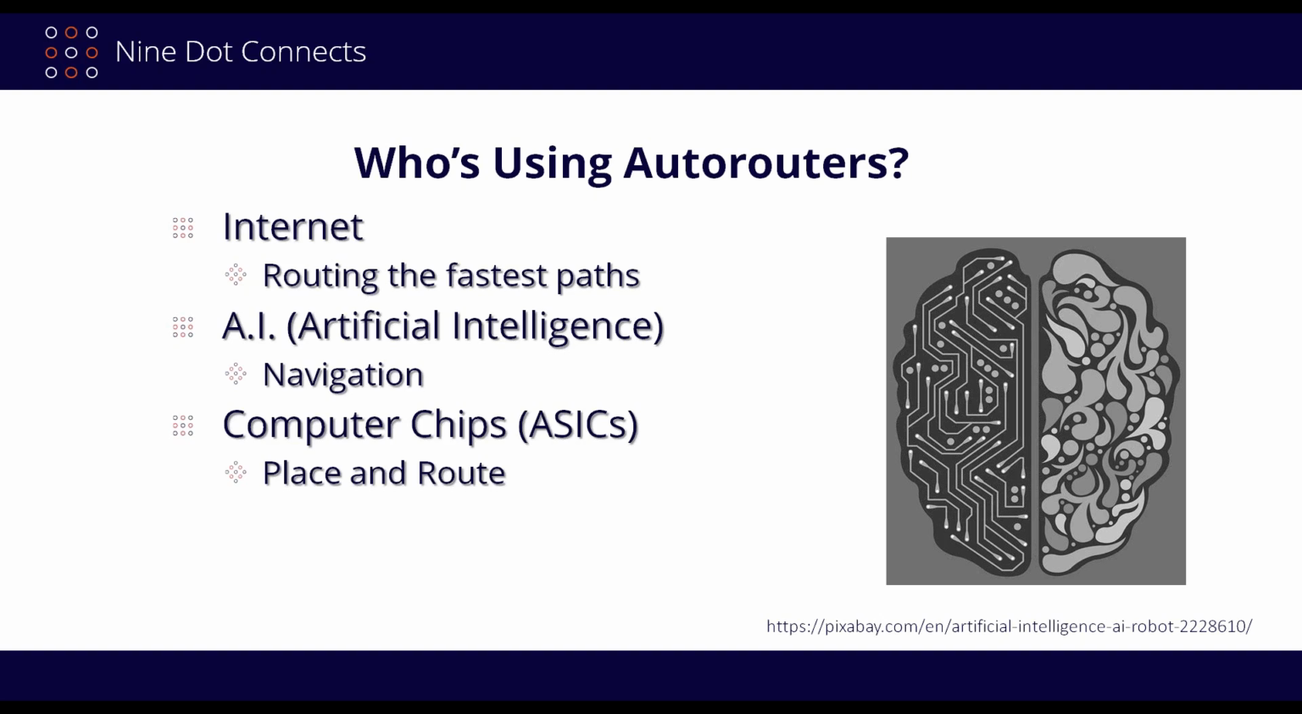And then lastly, one particular industry which is really close to us is the computer chips, or the ASIC industry. And they use something called place and route, which is also auto routing. And I want to spend a little more time on this because I think you're going to see a lot of commonality between what they do and what we do.